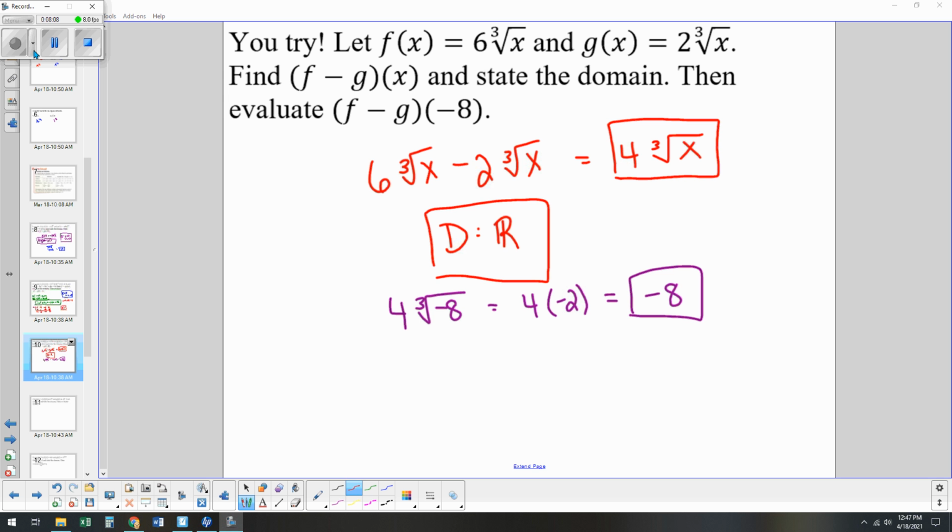All right, so doing 6 times the cube root of x minus 2 times the cube root of x, we get 4 times the cube root of x, the cube root of x, not 3. Domain is all real numbers, because for cube roots, we're allowed to put negative numbers in. So all real numbers is our domain, and then when I substitute in negative 8 for x, I get 4 times negative 2, which is negative 8.